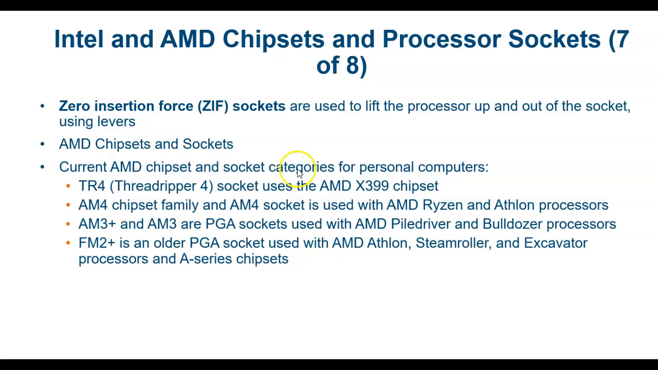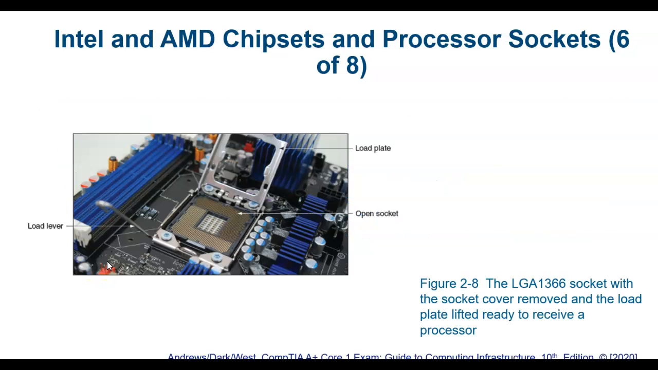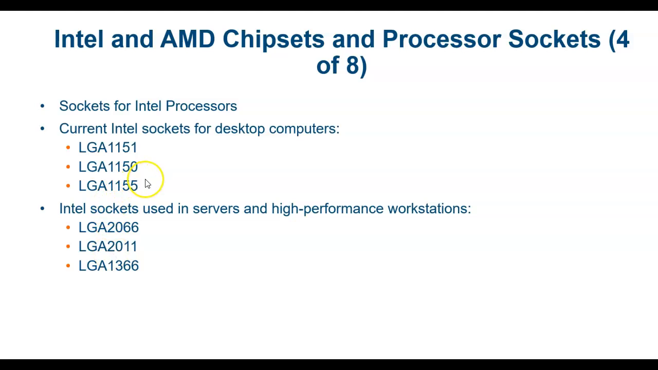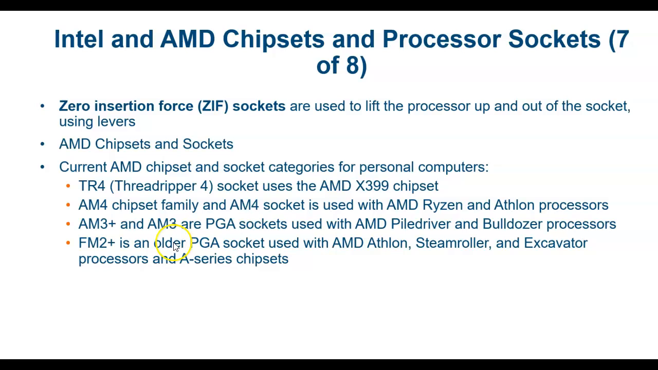AMD chipsets and sockets. Current AMD chipset and socket categories for personal computers. Here are the different ones. As you can see, they're different from Intel. Intel has 4 numbers. Anything else is going to be AMD.